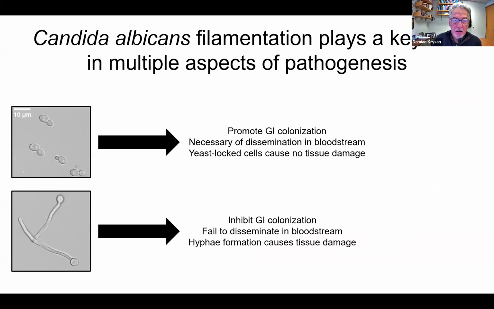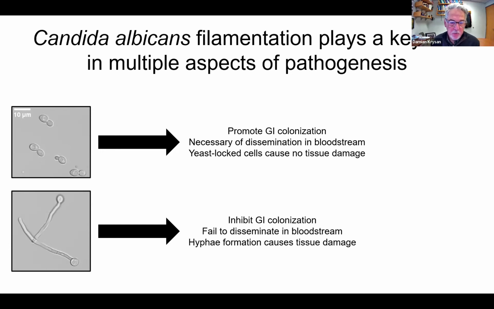If you've been in Candida or fungal pathogenesis for any length of time, you know that lots and lots of folks have worked on Candida albicans filamentation over the years. And the reason for that is that the ability of Candida to undergo this switch from a round sort of budding yeast form to the long and skinny hyphal filamentous form plays important roles in multiple steps of pathogenesis.